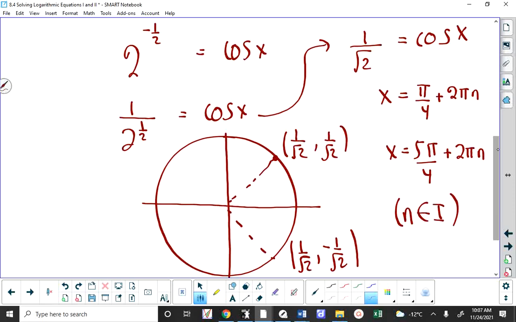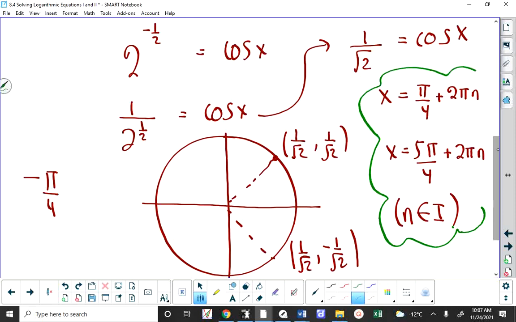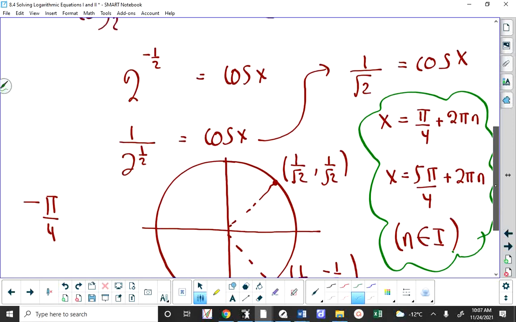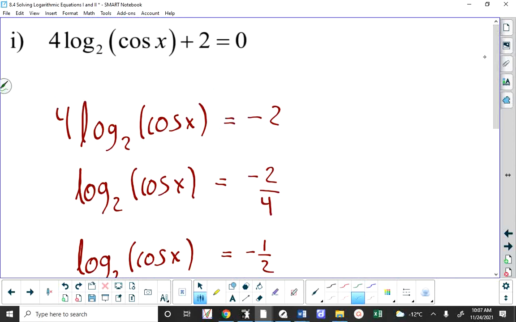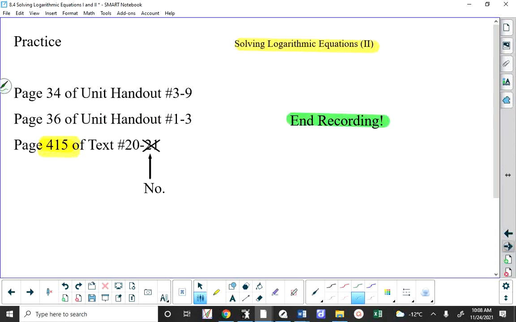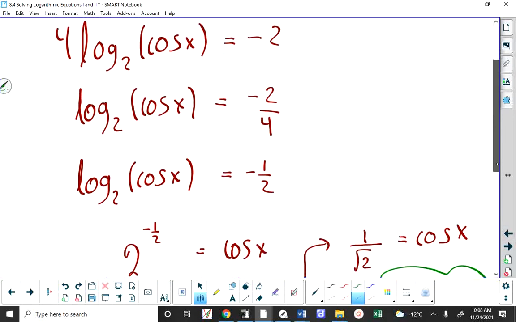Some people at this point will go, but wait a minute. What if x is negative? Like, negative pi over 4 is included in what I've just written here, which is the solution. So x is negative. But the equation has an argument of the cosine of x. And the cosine of negative pi over 4 is 1 over root 2. It's a positive thing.